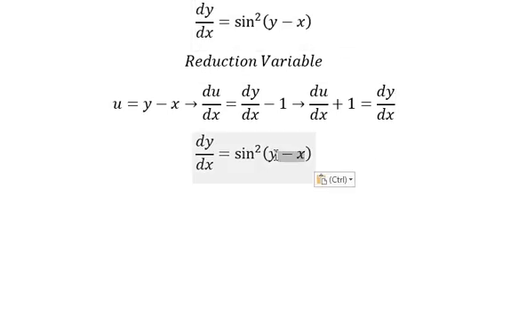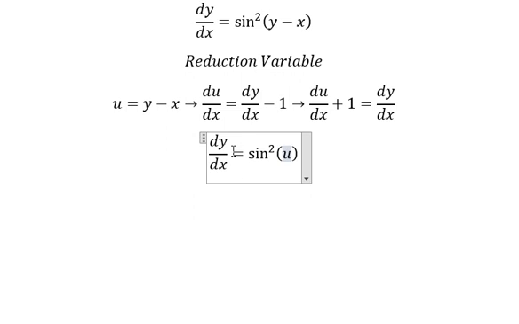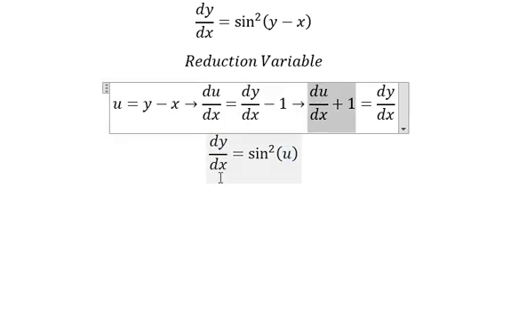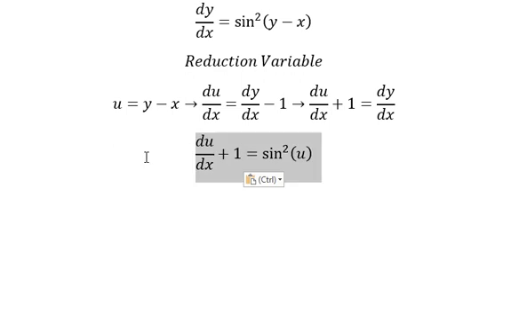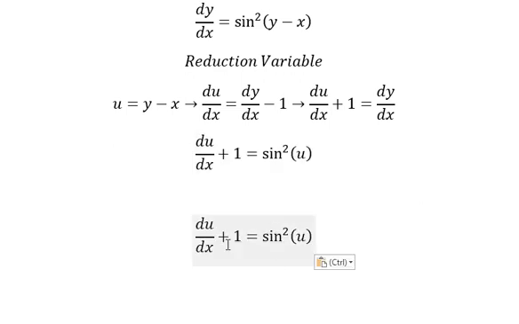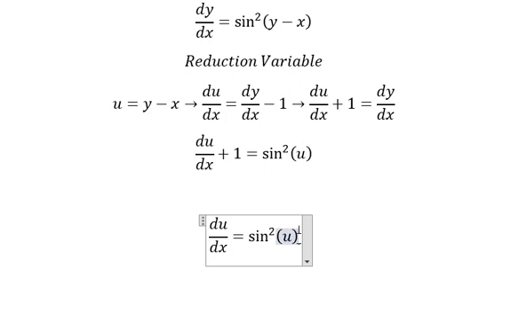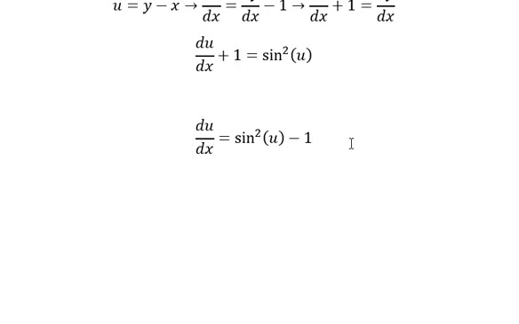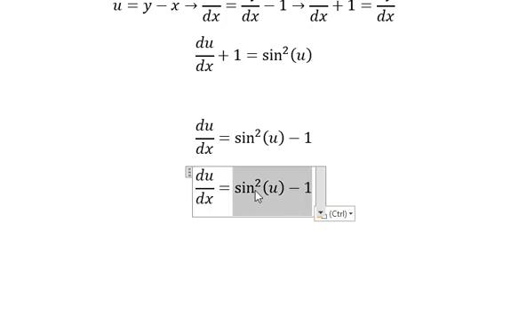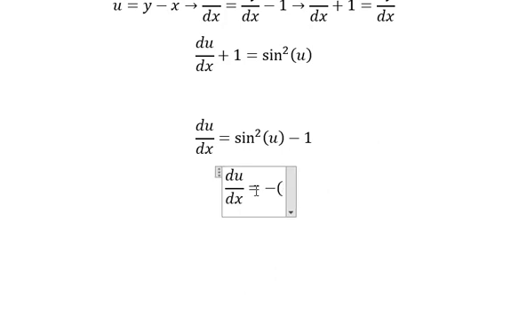So this one we change by u. This one dy over dx we change by this one. So I will put number 1 go to the right. So we need to change the sign of this one. That's about negative open parenthesis 1.